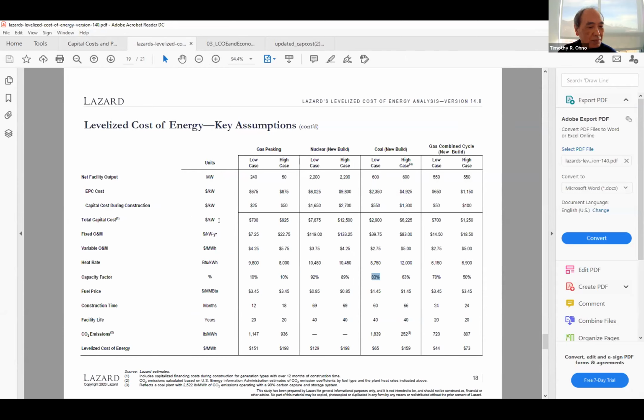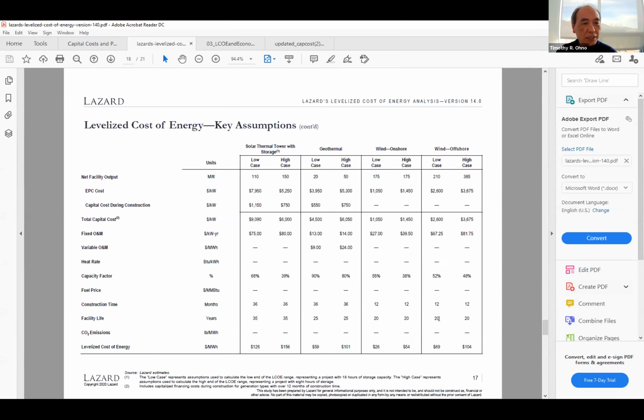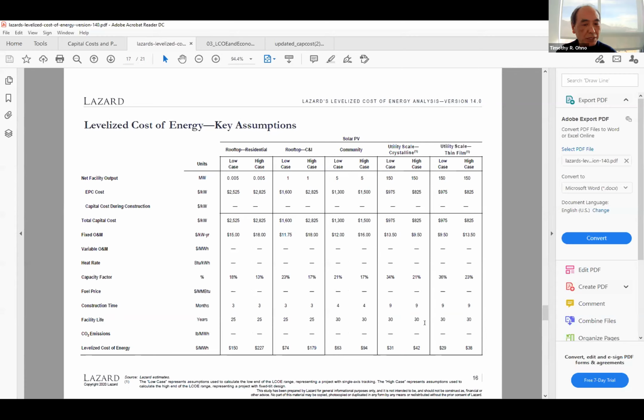One of the interesting things we can take a look at is that we were talking about how long we think things last. One thing Lazard includes is how long each is going to last, a reasonable lifetime. In the case of nuclear and coal, they're saying 40 years. In terms of gas, 20. What somebody pointed out earlier, that a gas plant is going to have a shorter lifetime, is consistent with this publication. For geothermal 25, wind 20, and solar 30.